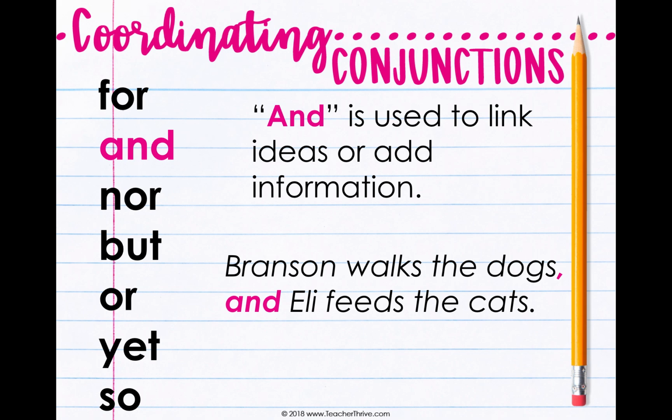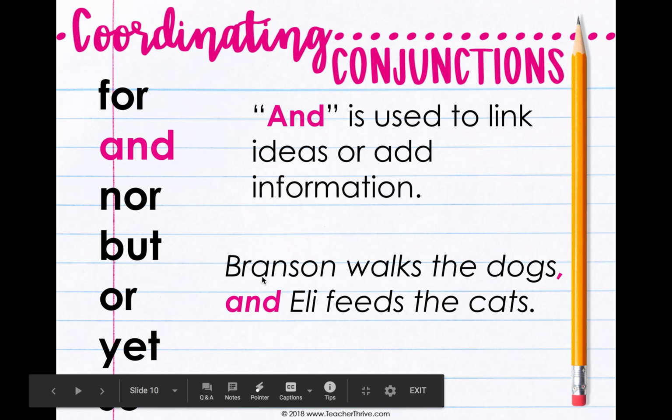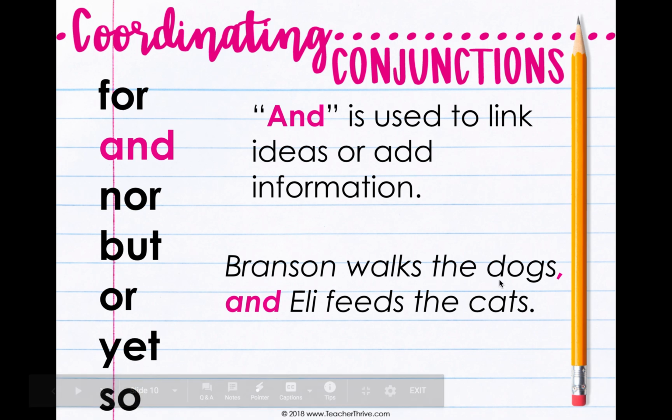Branson walks the dogs. Branson would be the subject. Walks the dogs would be the complete predicate. So that's one simple sentence because it has a subject and a predicate. And a simple sentence is always an independent clause, meaning it's independent, it stands on its own.